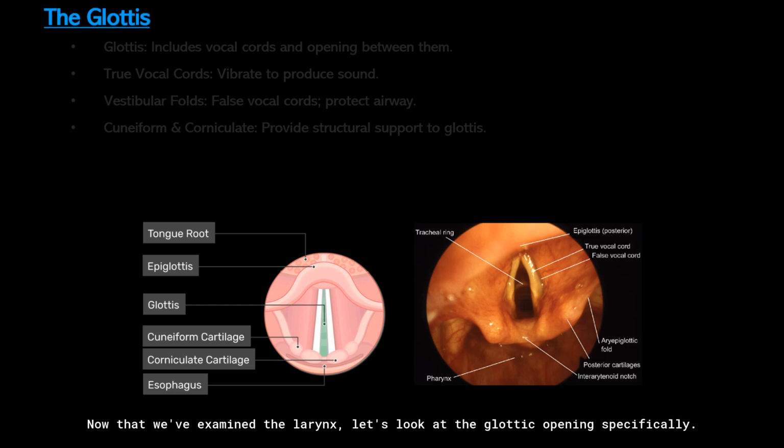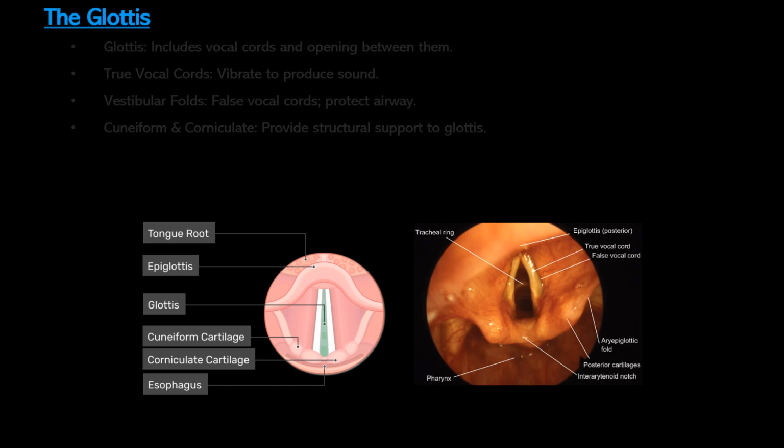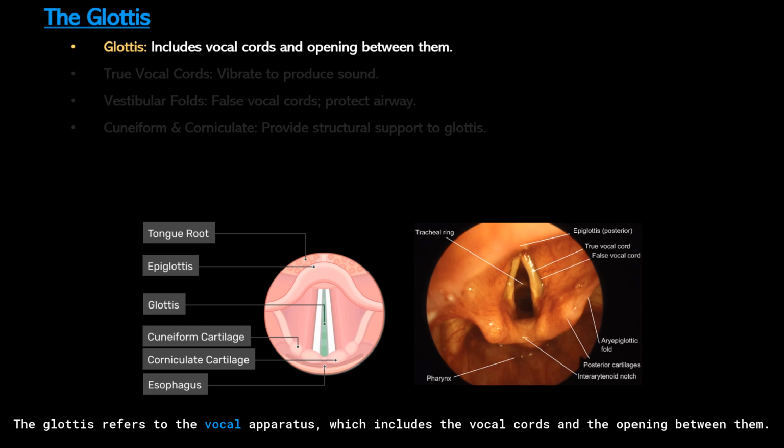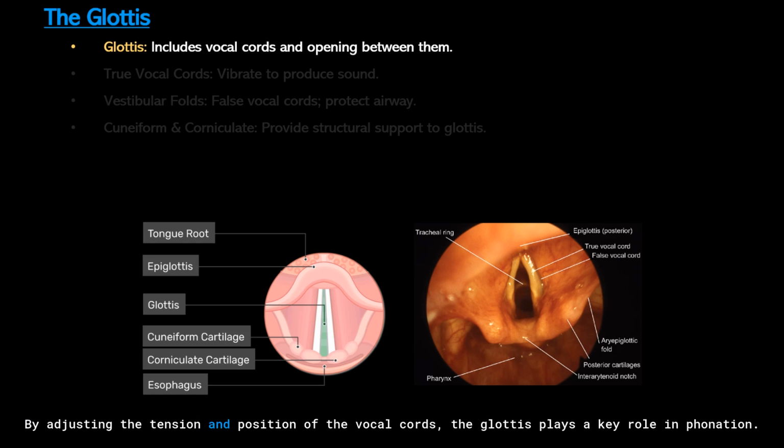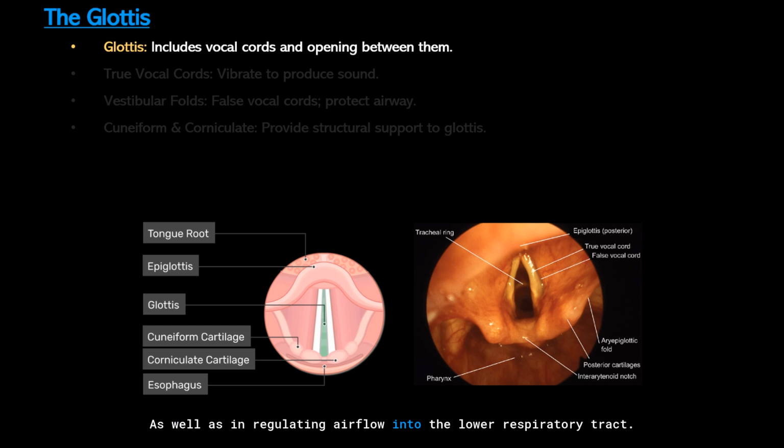Now that we've examined the larynx, let's look at the glottic opening specifically. The glottis refers to the vocal apparatus, which includes the vocal cords and the opening between them. It acts as a valve that can open widely for breathing or close tightly to protect the airway, especially during swallowing. By adjusting the tension and position of the vocal cords, the glottis plays a key role in phonation, as well as in regulating airflow into the lower respiratory tract.